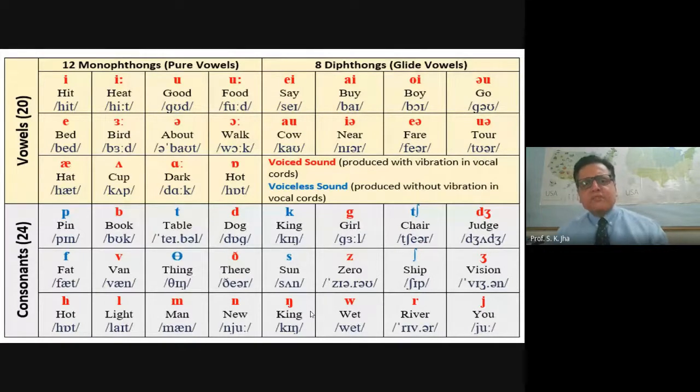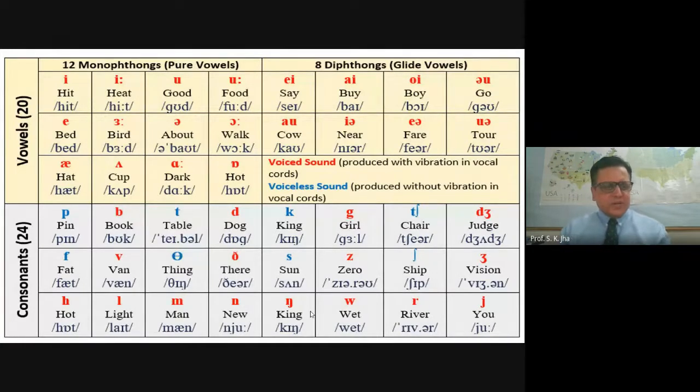So the first glide vowel is A, as in say. Second is I, as in buy. Third is oi, as in boy. Fourth is O, as in go. Fifth is ow, as in cow. Sixth is ear, as in near. Seventh is air, as in fair. And eighth is oor, as in tour.